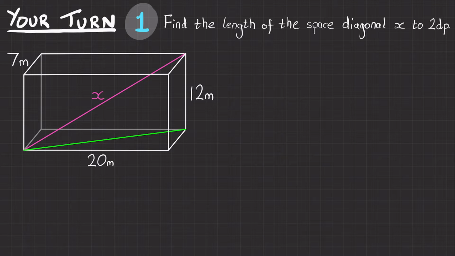Here's your first question to have a go with. Find the length of the space diagonal x, that's the pink line, to 2 decimal places. Pause the video, have a go with it, and then resume when you're ready for the answer.